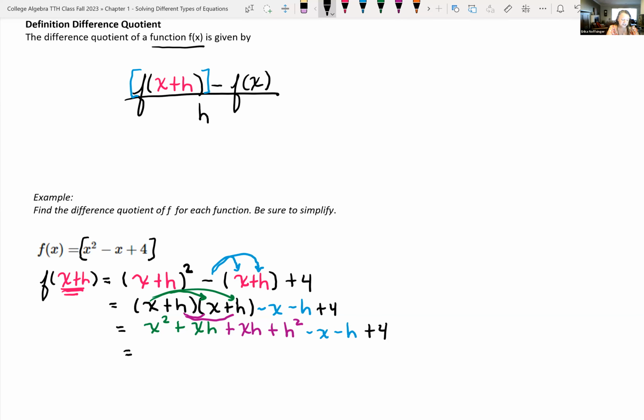So going in here, we're just going to combine like terms. There's only two like terms that we have, which is the xh plus xh. So let's bring everything down. x squared plus, combining xh plus xh, well, 1 plus 1 is 2. Carry down what they share in common, like term xh, plus h squared minus x minus h plus 4. So this is our f of x plus h. So this is just this piece up in here.